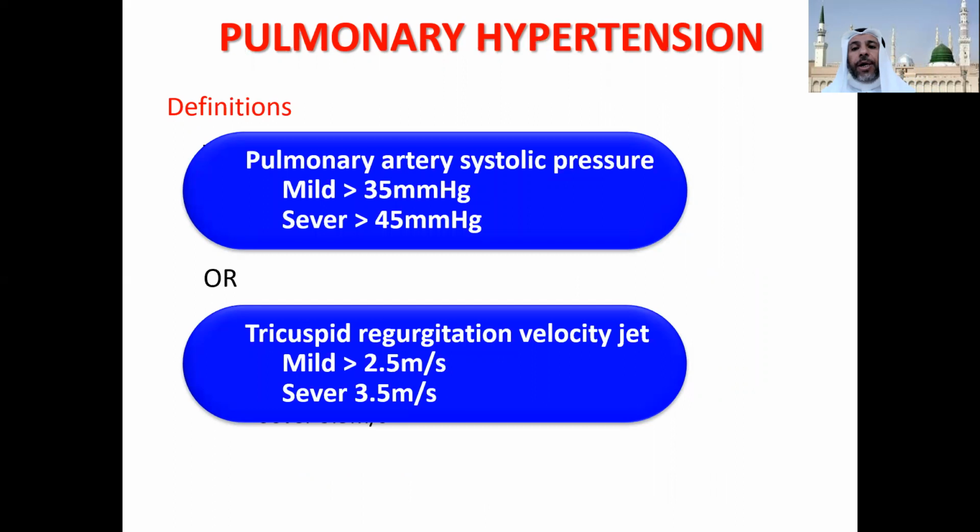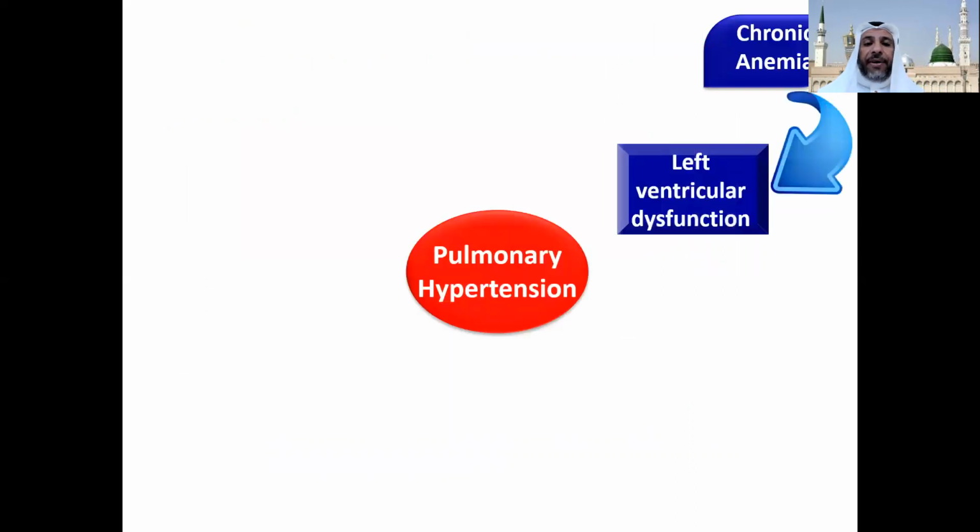Pulmonary hypertension is one of the problems in sickle cell anemia. It is more common among adult patients and is defined as pulmonary artery systolic pressure, mild more than 35 and severe more than 45, or tricuspid regurgitation jet velocity, again mild more than 2.5 and severe more than 3.5.